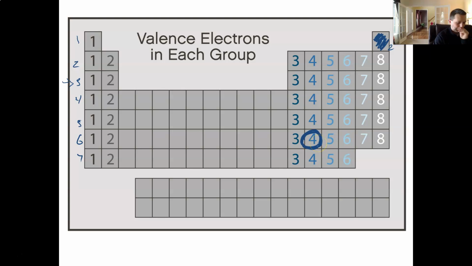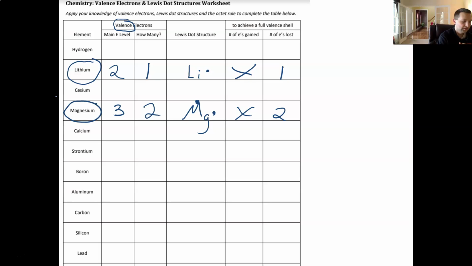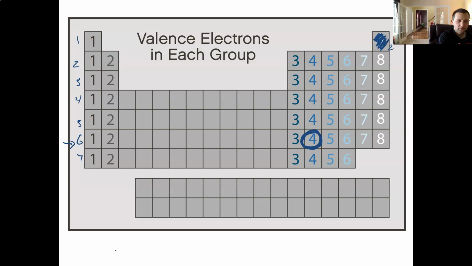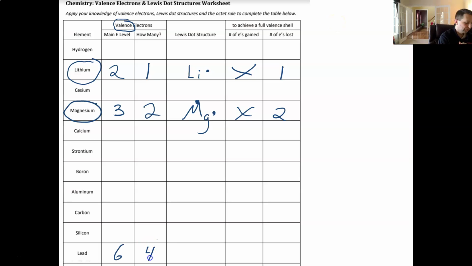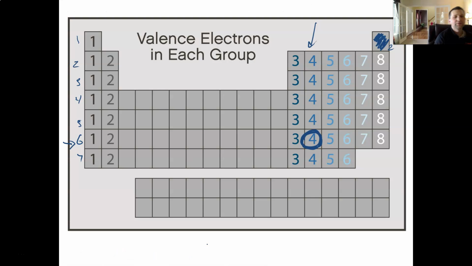There's Pb, and the energy level the valence electrons are in is level 6. So let's go ahead and put level 6 there. How many? It has 4, right, from our pattern the other day. So our Lewis dot structure, Pb, 1, 2, 3, 4. This is a little tricky, all right?